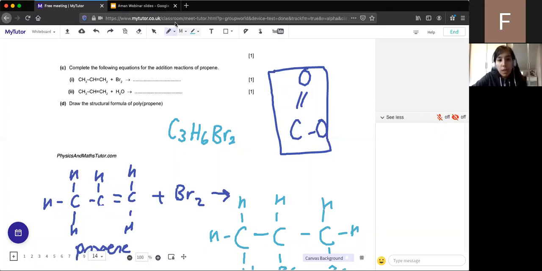Someone keeps saying propane ethanoate. That's an ester. It's not going to produce an ester. It's going to produce an alcohol. Yep, good. Propanol. So propanol will be produced. Excellent. Well done.